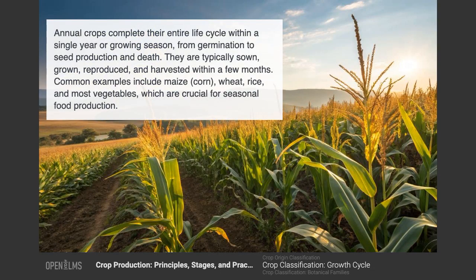Annual crops complete their entire life cycle within a single year or growing season, from germination to seed production and death. They are typically sown, grown, reproduced, and harvested within a few months. Common examples include maize, corn, wheat, rice, and most vegetables, which are crucial for seasonal food production.